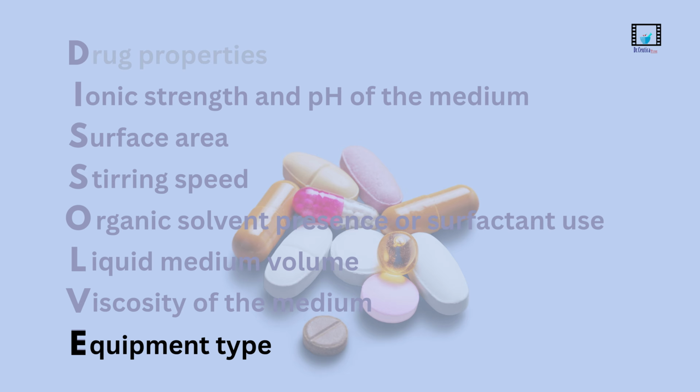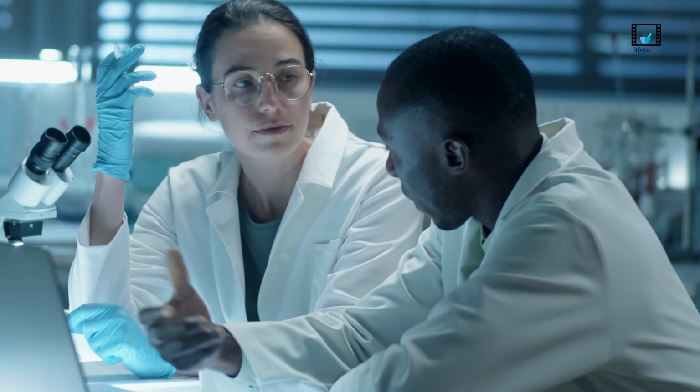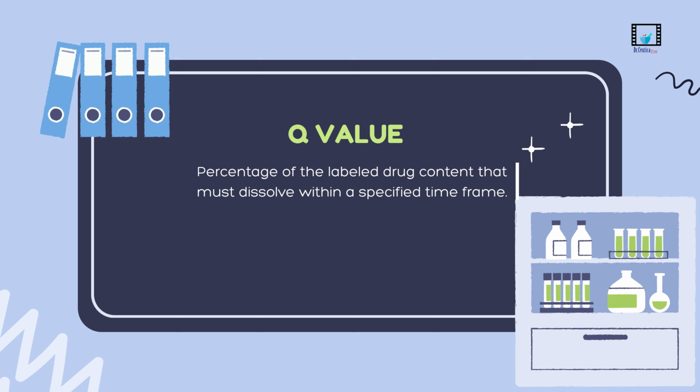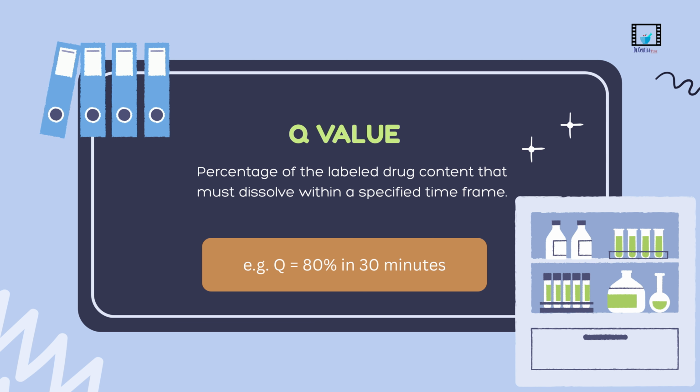Once the dissolution test is underway and samples have been collected, attention shifts from how the test is performed to how the results are interpreted. The first key measure is the Q value, the percentage of the labeled drug content that must dissolve within a specified time frame. For example, a typical requirement might be Q equals 80% in 30 minutes, meaning that not less than 80% of the drug should be dissolved at that sampling point.